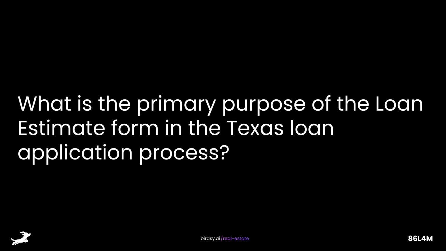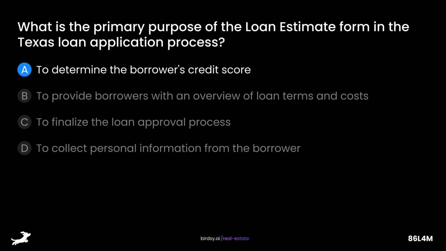What is the primary purpose of the loan estimate form in the Texas loan application process? Is it A, to determine the borrower's credit score, B, to provide borrowers with an overview of loan terms and costs, C, to finalize the loan approval process, or D, to collect personal information from the borrower? The answer is B, to provide borrowers with an overview of loan terms and costs.